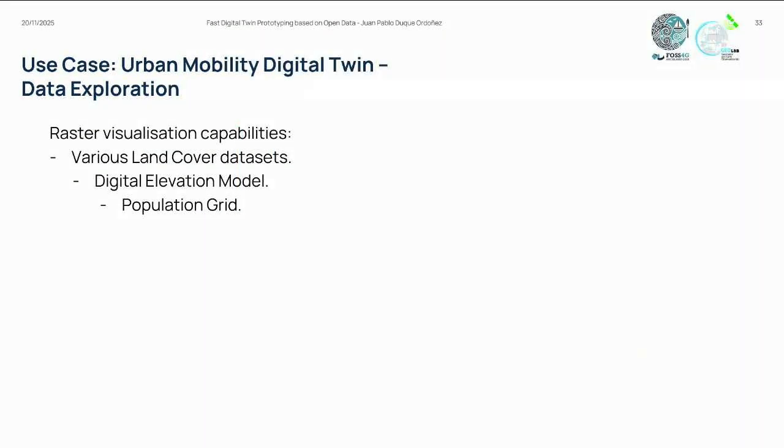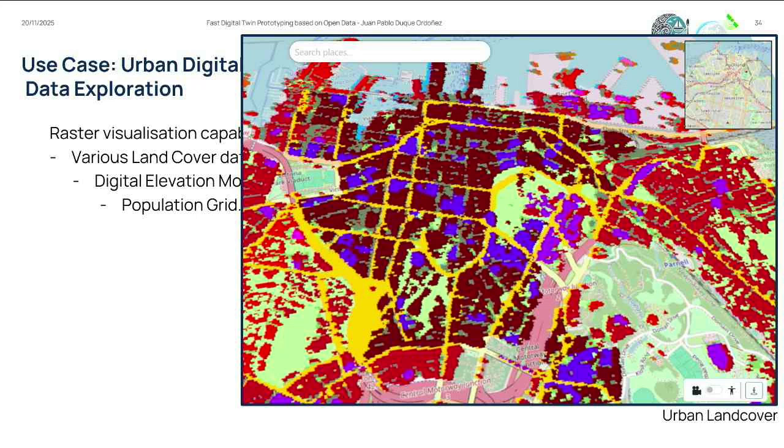So from the data exploration, we also have raster-based data. This is the urban land cover for the city of Auckland. You can see a little bit the patches of the city, the roads here in yellow, where we can also do some kinds of analysis on the raster data.